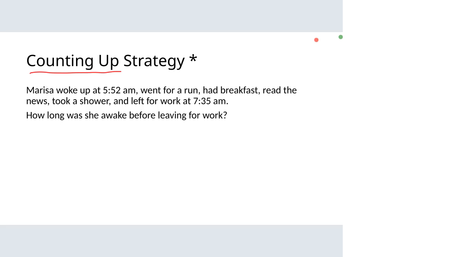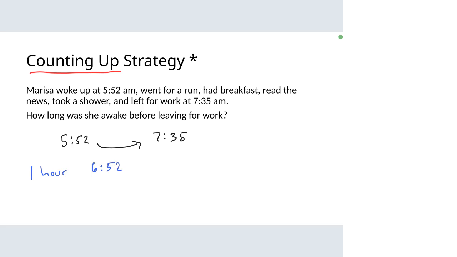And you may not have done this exactly, but maybe some variation of it. If we start at 5:52 a.m., essentially what we're going to do is count forward until we get to 7:35 a.m. Now, my first thought is, okay, well, if I do an hour, that gets me to 6:52 a.m. I'm not quite there yet. I still need to keep going.